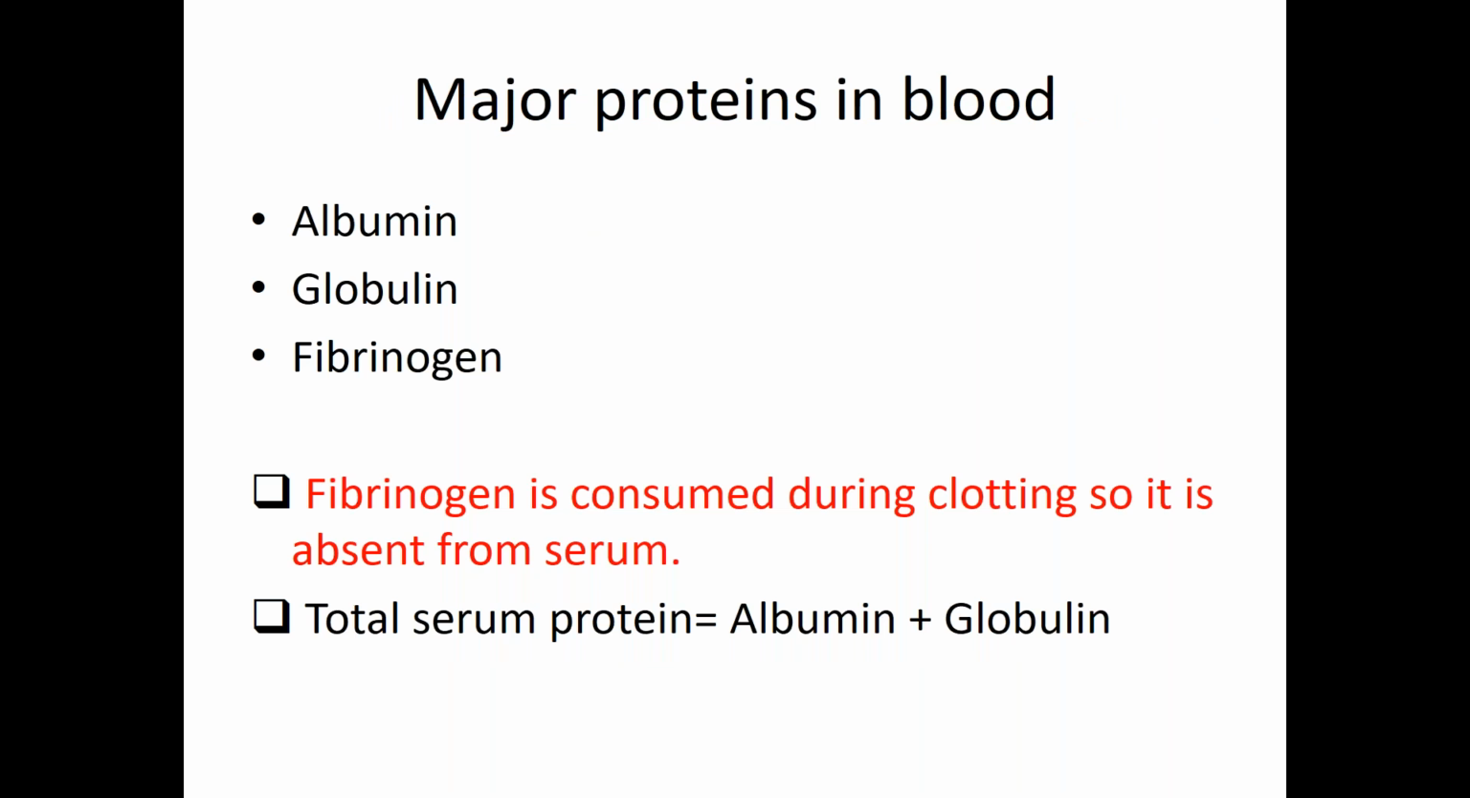So our topic is the estimation of the serum protein. Albumin, globulin, and fibrinogen, these are the three major proteins present in blood. Out of these three, fibrinogen is consumed during the process of clotting, so it is absent from the serum. So the term total serum protein consists of only albumin and globulin. Okay.